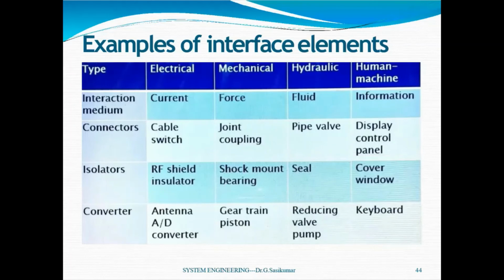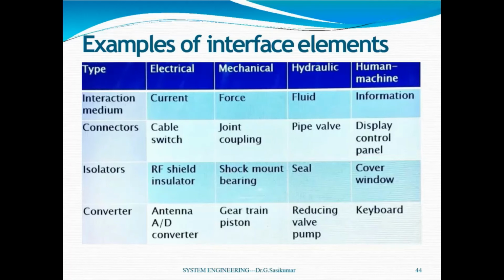And converters in electrical are called antenna, analog to digital converter, which we use for watching movies. In all the houses we have an antenna, particularly for television. Dish TVs we are having these days. And converters in mechanicals: gear train, piston. We use the piston as a converter.